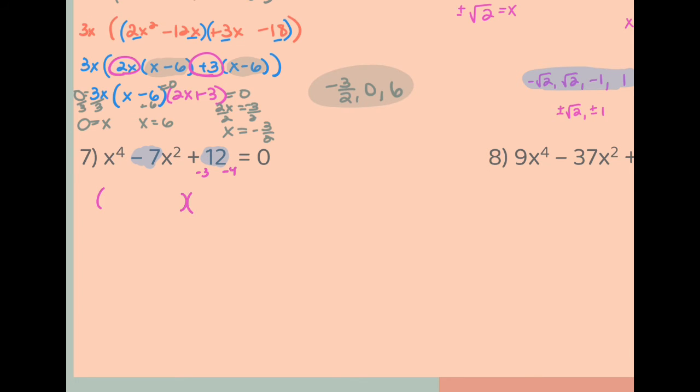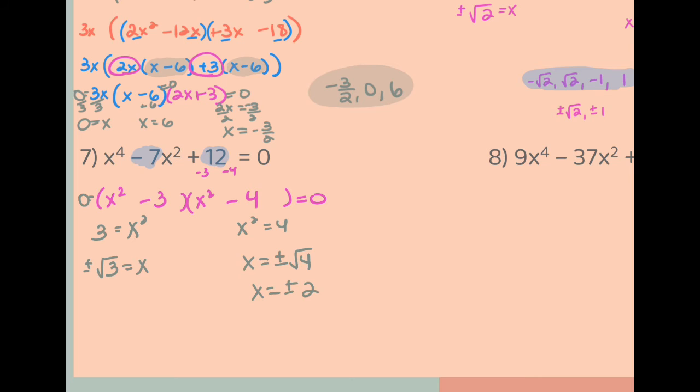So I set up my 2 sets of parentheses, and instead of it being x, it's x squared. So x squared minus 3, x squared minus 4 equals 0. Split and solve this. I get x squared equals 3. X would equal plus and minus the square root of 3. X squared equals 4, and x would equal plus and minus the square root of 4, which would be positive and negative 2. So I get plus and minus root 3 and plus and minus 2.